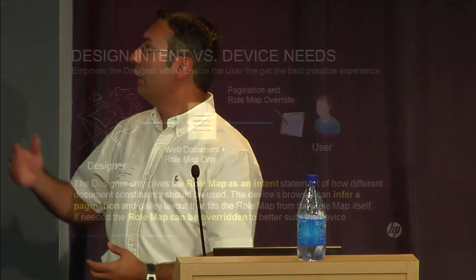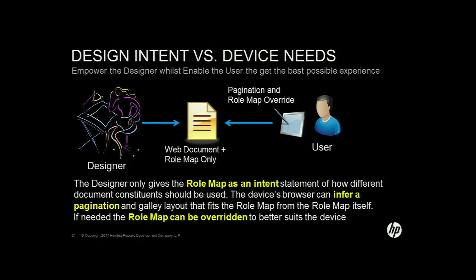And so then the device, the printer, the browser, the rendering engine, they will infer the pagination from this role map, and finally they will override, both providing a pagination that is suitable and overriding the role map. Overriding the role map means making the role map compatible with whatever the designer has expressed as an intent.